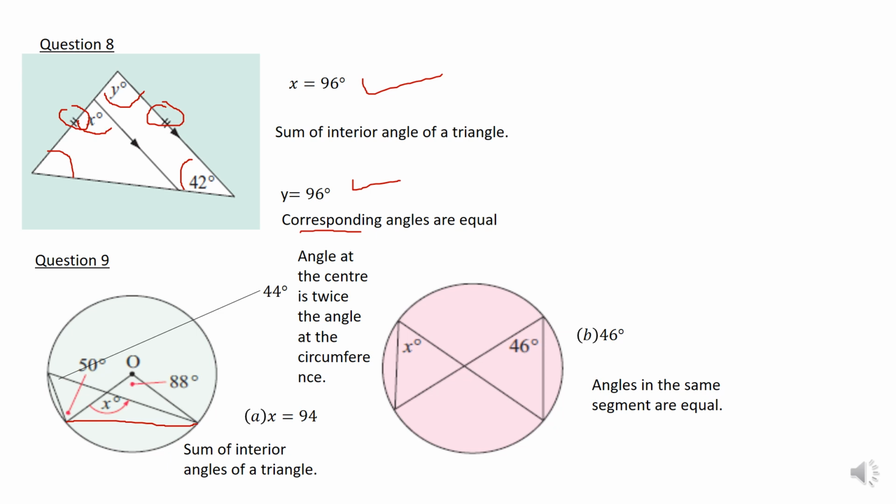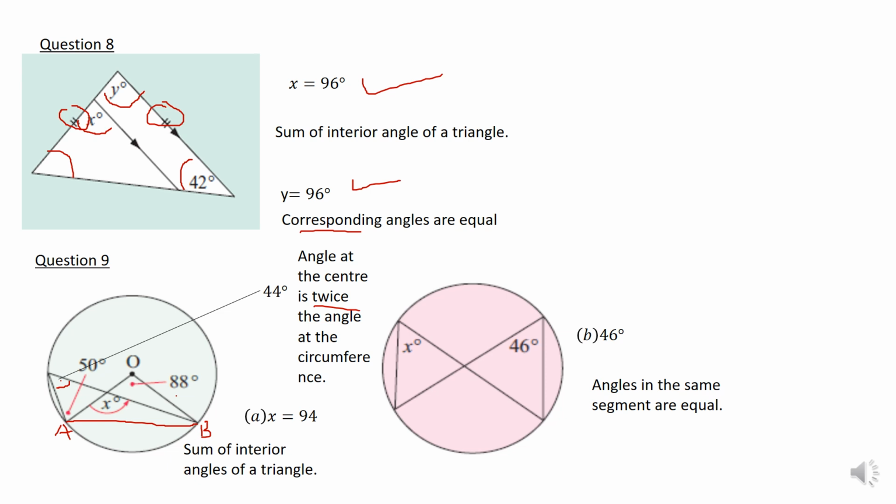This is a chord, and if I label that chord AB, for example, I will realize that it creates this angle at the center. That angle is 88 degrees, and the same chord creates the angle here, which is 44 degrees. So that 88, the angle at the center, is always twice the angle at the circumference. So that means that is 88, and this one has to be 44, as I showed you with the arrow.